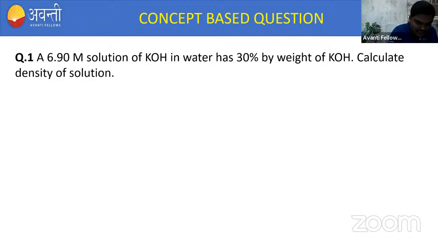What do you mean by this term, 6.90? Anyone wants to say anything? 6.90. What do you mean by this term? A 6.90 capital M is given. If the small m is given, it means 6.9 mole out of 1000 gram of the solvent. Now, what do you mean by 6.90 molar? Guys, this is molar, capital M.